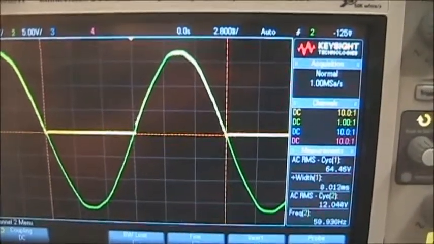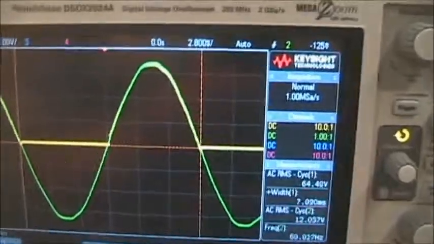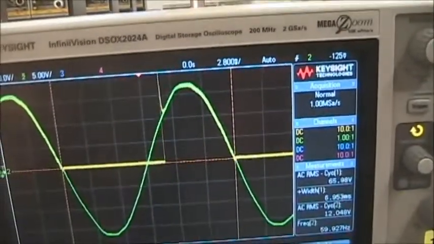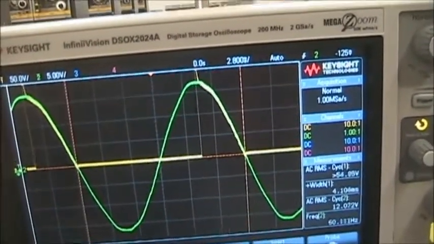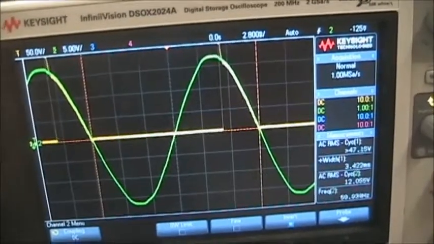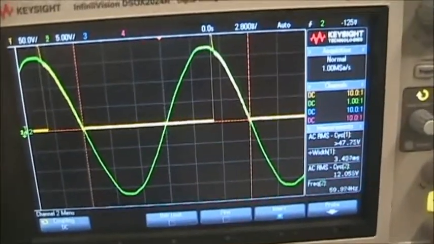So that's the SCR operation, simply controlling the phase of the trigger on the SCR. So this is pretty effective with light bulbs, as we'll see with the Triac also.